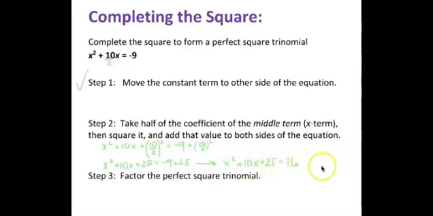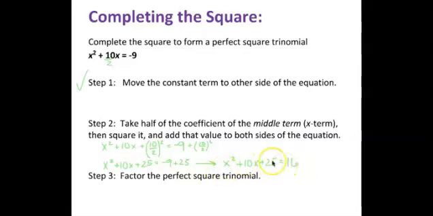What I think most students make an error on when they're doing completing the square is they forget to take this term and add it to the other side. Remember, whatever we do to one side, we have to do to the other side. We add 25 here, we have to add 25 here. It's a teeter-totter. We need to keep it balanced in the middle.